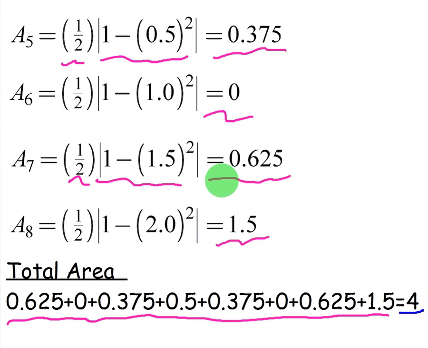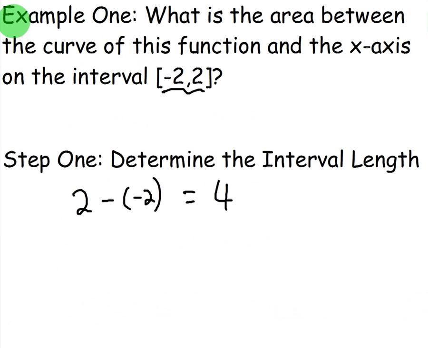So we did get 4 for both of these, but what I really want to look at is how to do this every time, step by step, just like we did with left point. So for right point, the steps are going to be very similar. Like I said, one key difference. So what is the area between the curve of this function and the x-axis on the interval -2 to 2?